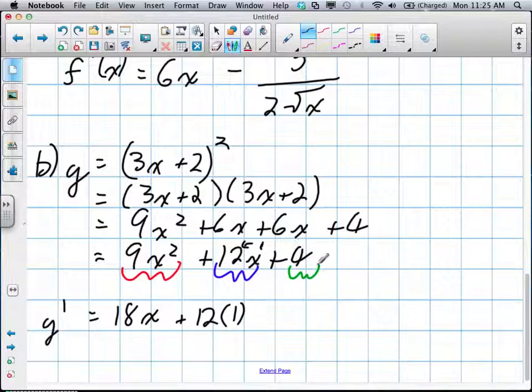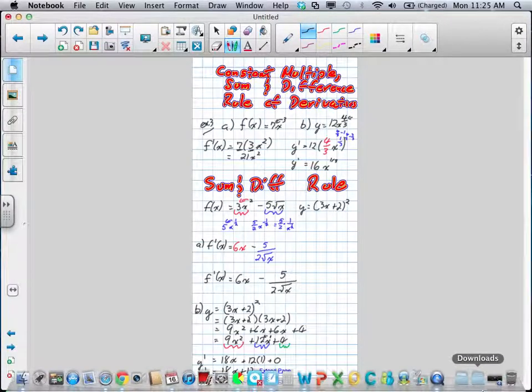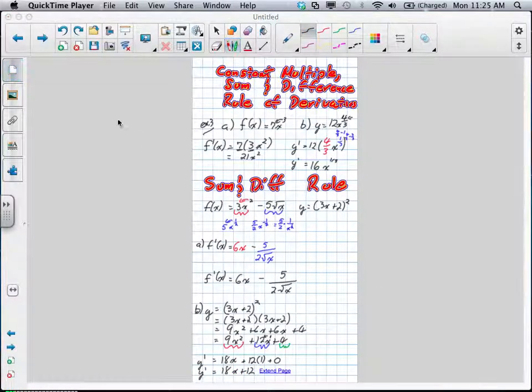And finally, this was our constant rule. What is the derivative of any constant? 0. So our y prime in this case is 18x plus 12. That's it. Okay? A lot simpler than it looked like it was going to be. So that is your constant multiple, sum, and difference rule all in one.